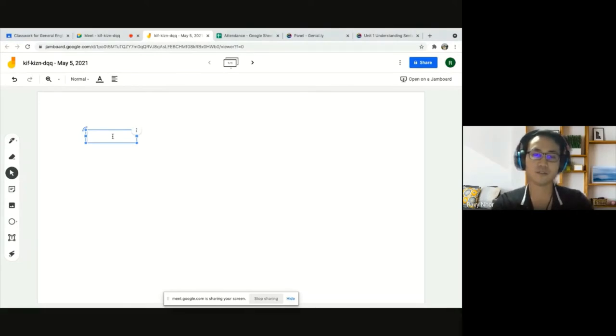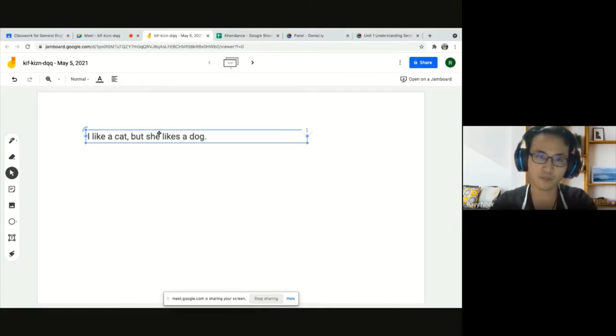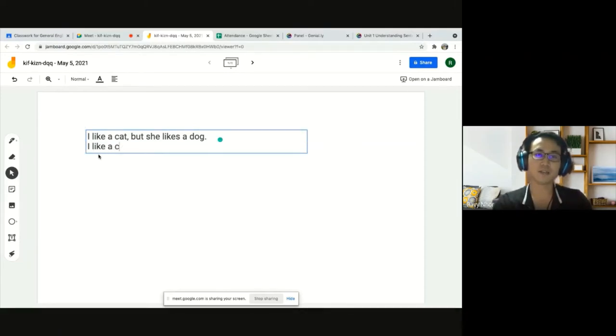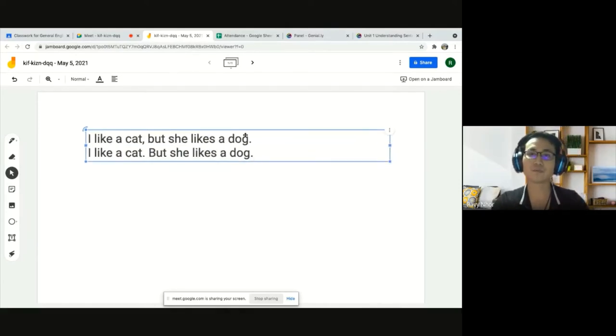So for example, you have: I like a cat, but she likes a dog. Is this a compound sentence? If you say, I like a cat. And then you put a full stop and then, but she likes a dog. Right. This is a piece of a sentence, a fragment. But she likes a dog is a fragment, because it is a piece of a sentence.